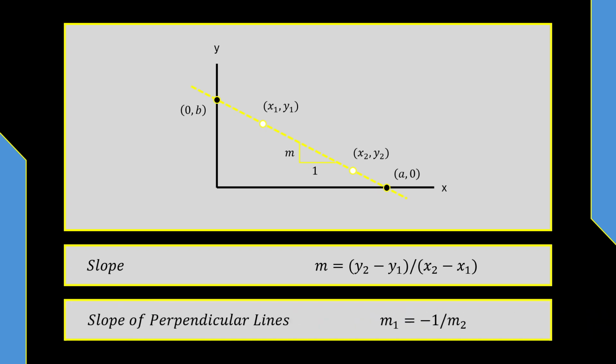Next, we're going to calculate if the slopes of the lines are perpendicular. That formula is shown here, where if you know one slope, the perpendicular line to that line would have m1 equaling the negative inverse of the other slope.